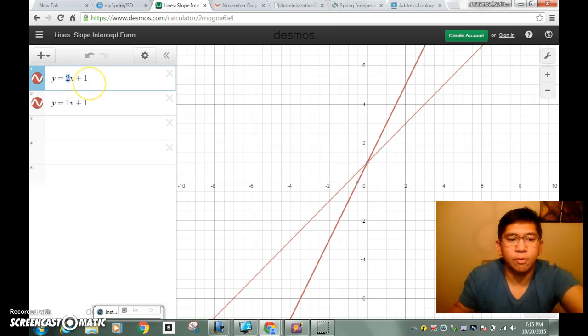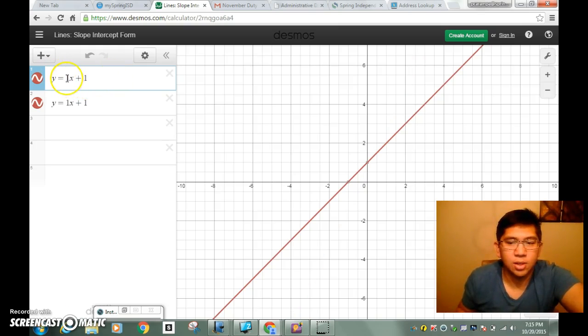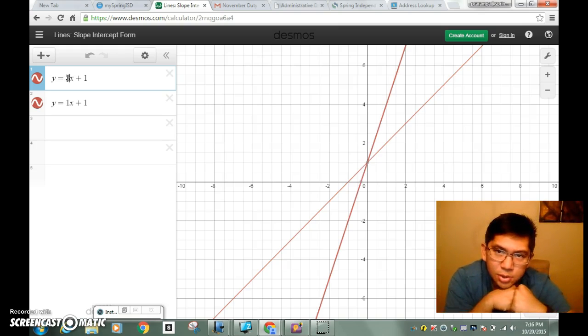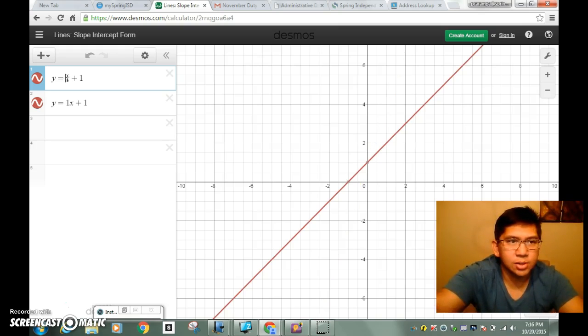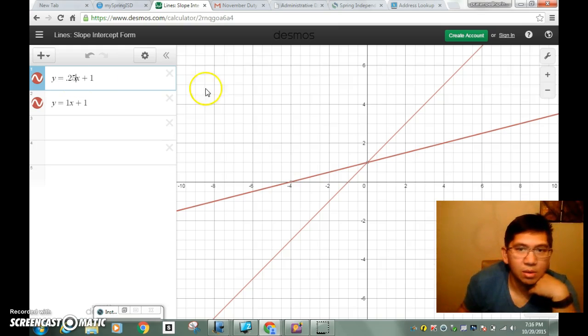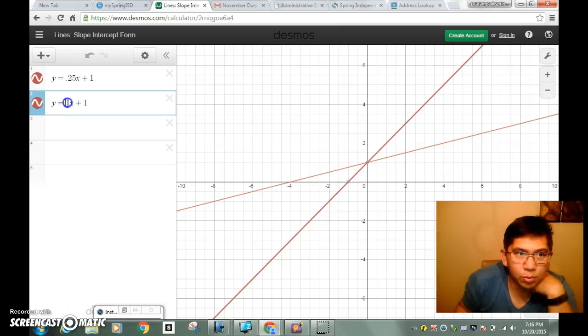Let's do it again. From 1, it's the same. Now watch this. I'll change it to 3. If you said that the graph got steeper, the answer is correct. Now, watch this. 0.25. What happened to the graph? It got less steep. So can somebody tell me what was going on with the slope compared to the original one?